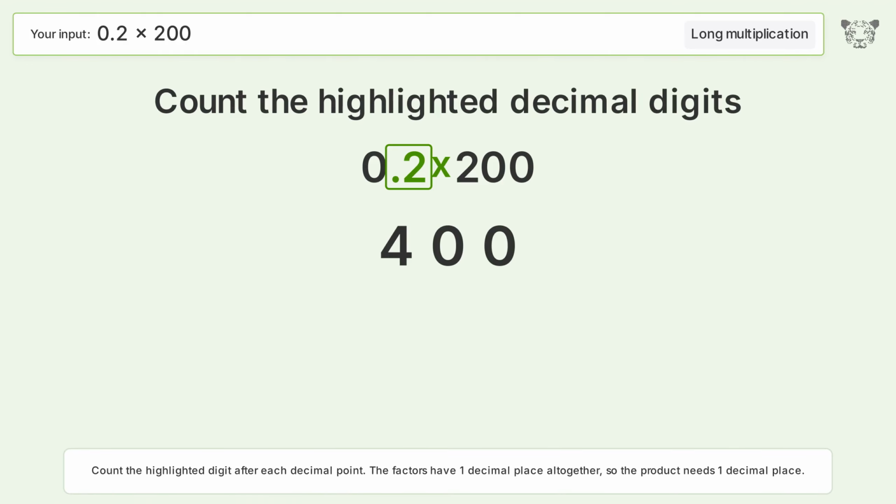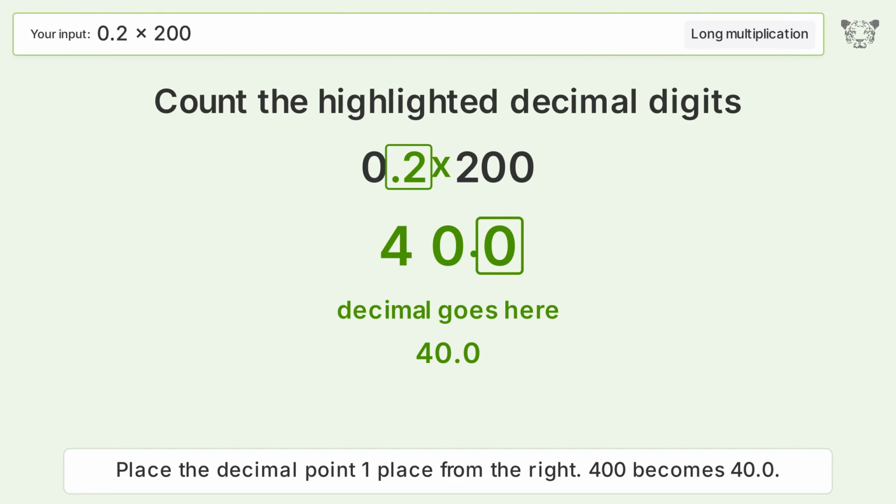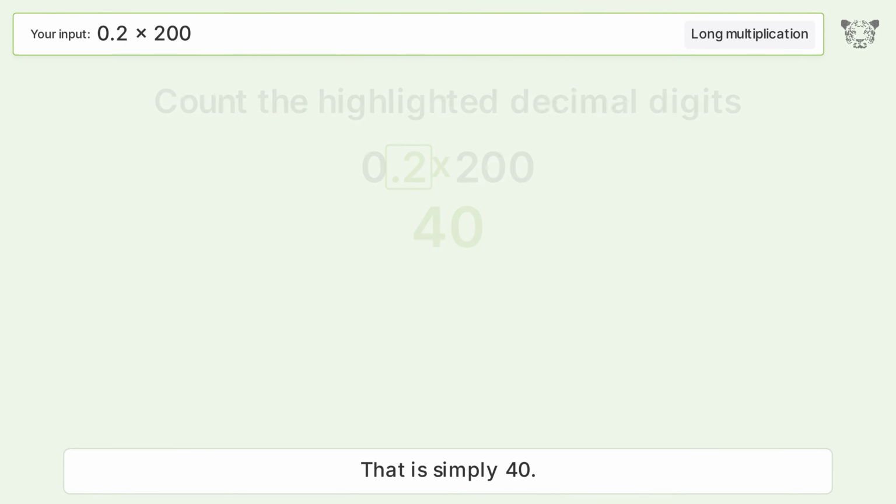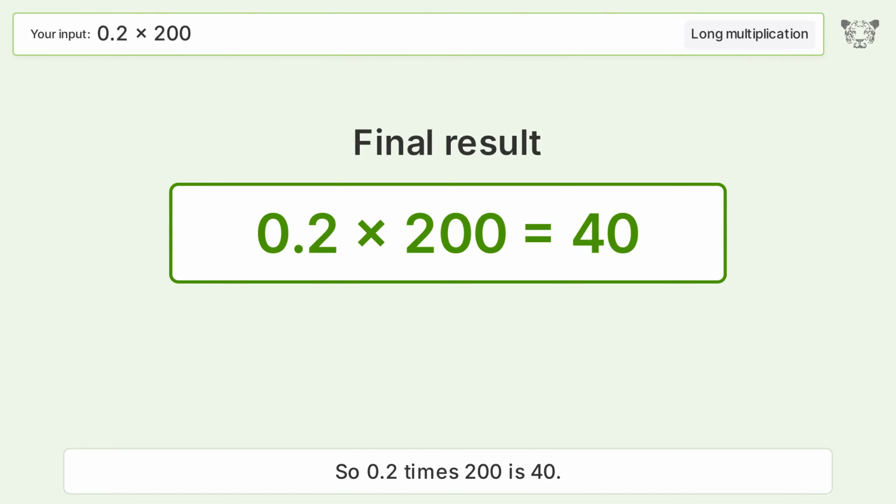Count the highlighted digit after each decimal point. The factors have one decimal place altogether, so the product needs one decimal place. Place the decimal point one place from the right. 400 becomes 40.0. That is simply 40. So 0.2 times 200 is 40.